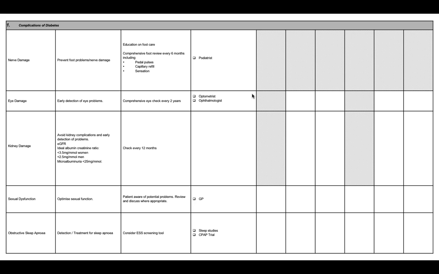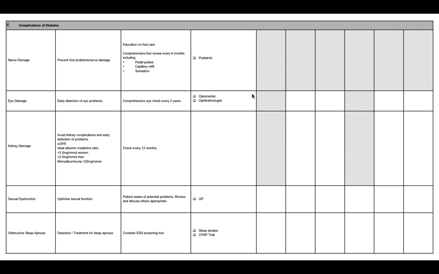Podiatrist to see this patient. They might come back in the next time and you go, did you see the podiatrist? Yeah, I saw them, that's great. I'm seeing them every 10 weeks. So in that 4-month column, it's like, has seen the podiatrist, has had a foot check, is on 10 weekly reviews. So it becomes a story of this patient's care over a 2-year period of time. So then there's eye damage.